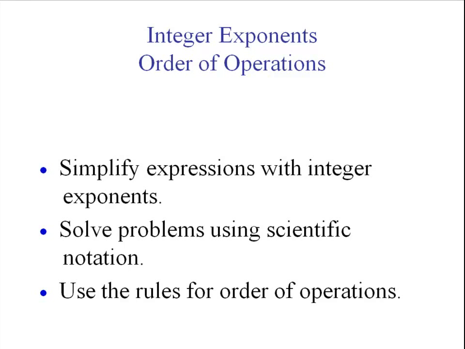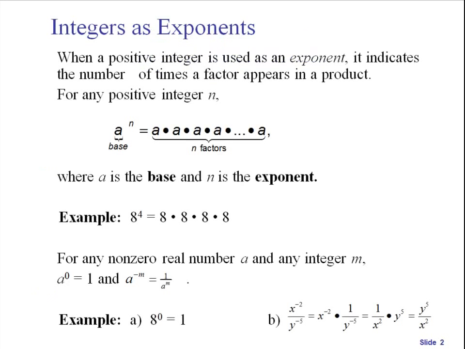This video discusses integer exponents, the rules of exponents, and the order of operations. So first, exponents: something raised to a power. a is called the base, n is called the exponent. So when we have 8 to the power of 4, that means that our base is 8 and our power is 4. And it really just means 8 multiplied 4 times.